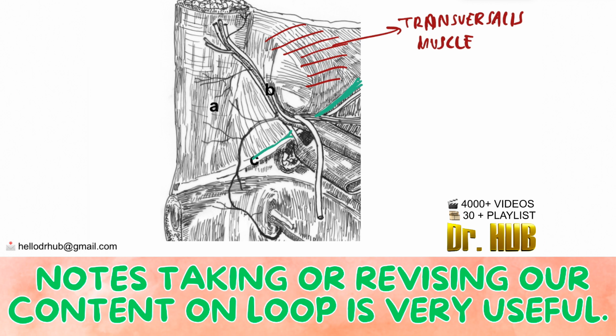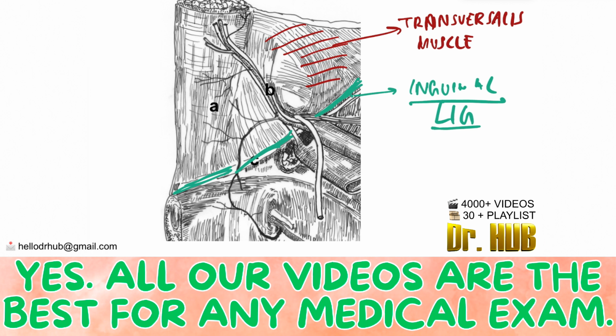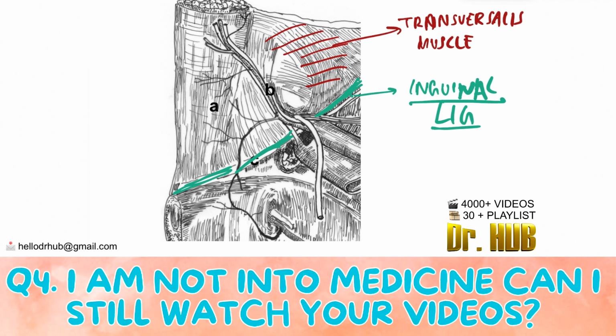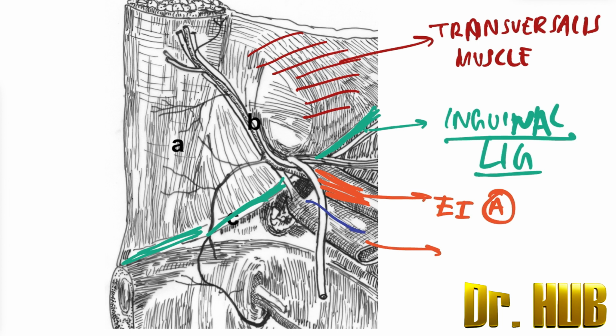So what is this ligament? This ligament is the inguinal ligament. And next is the presence of the external iliac artery and the vein. So this is the external iliac artery, we are writing it as EIA, and on the other hand there is an external iliac vein, that is EIV.